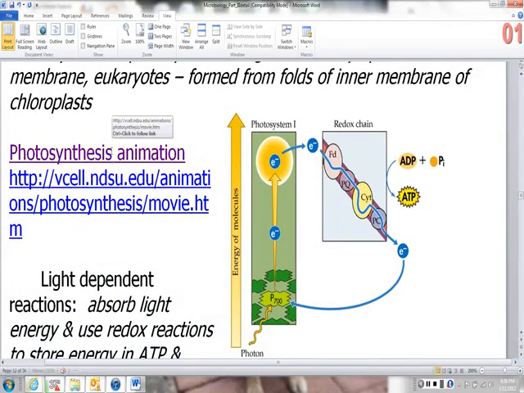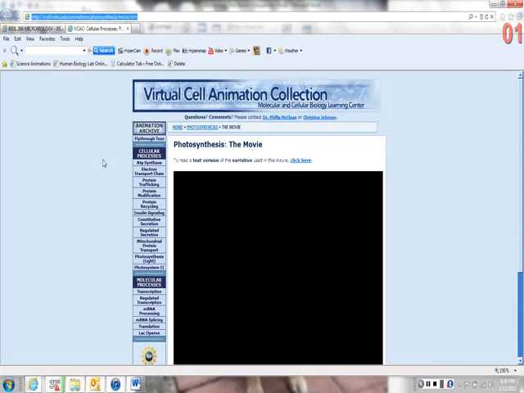Here we have an overview animation of photosynthesis.